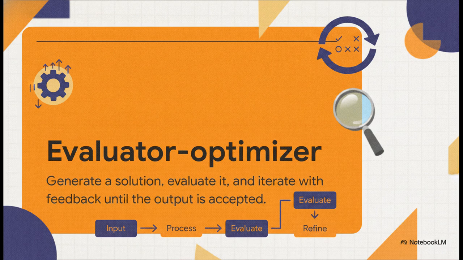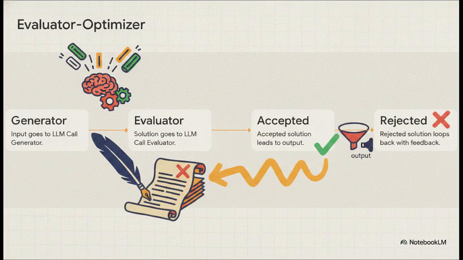This 5th pattern is the evaluator optimizer. The whole concept is to generate a solution, evaluate it, and iterate with feedback until the output is accepted. Instead of just shrugging and accepting the very first answer an AI gives you, this pattern sets up a continuous, self-correcting loop. It creates, it critiques, and it improves, entirely on its own, without you having to manually prompt it over and over again. Let's walk through the steps of how this actually plays out.